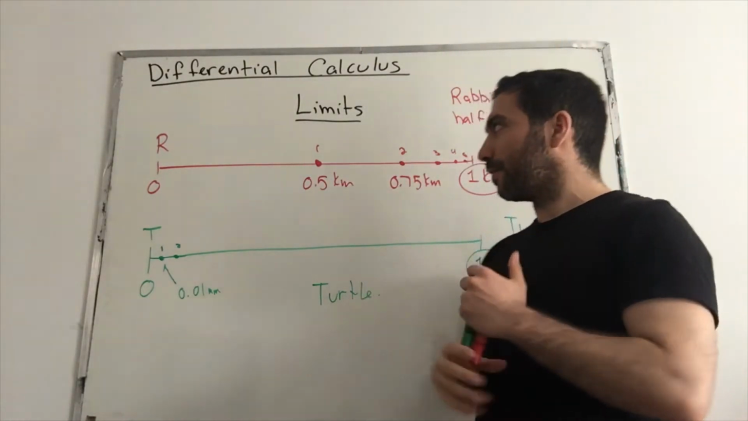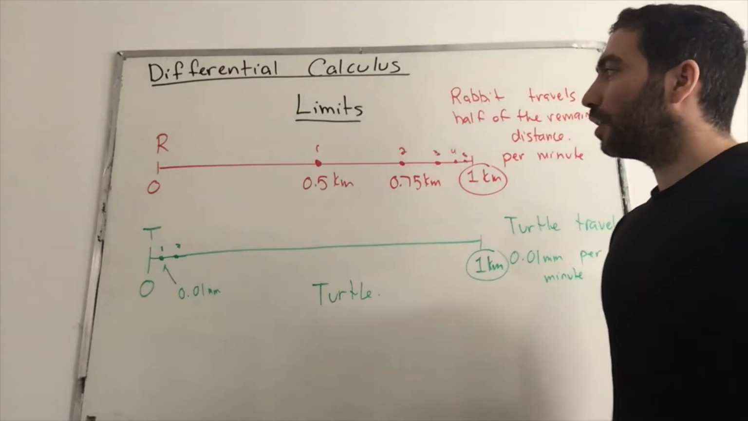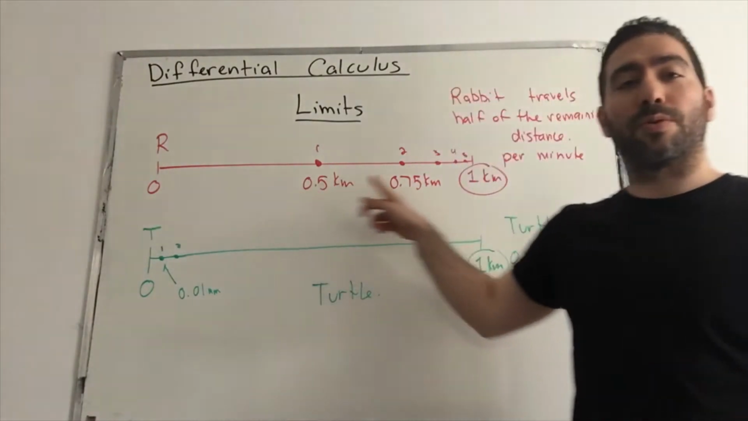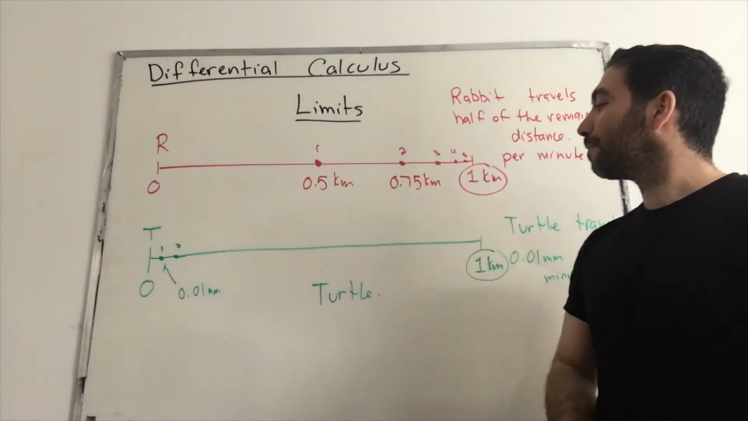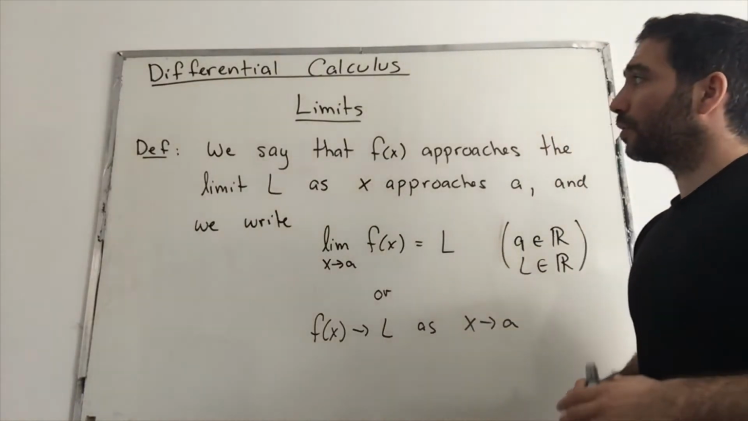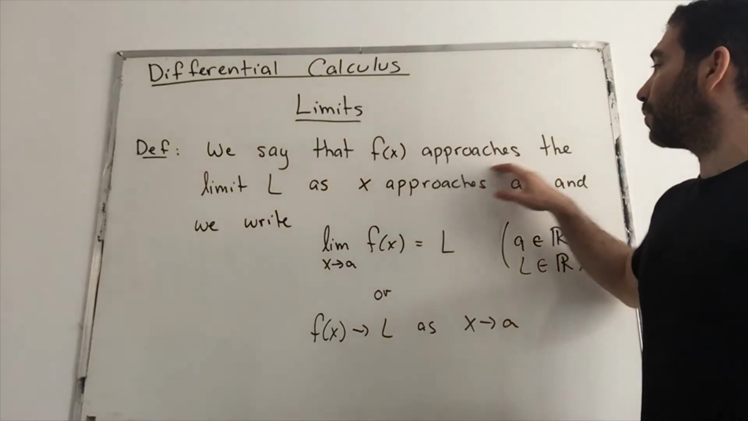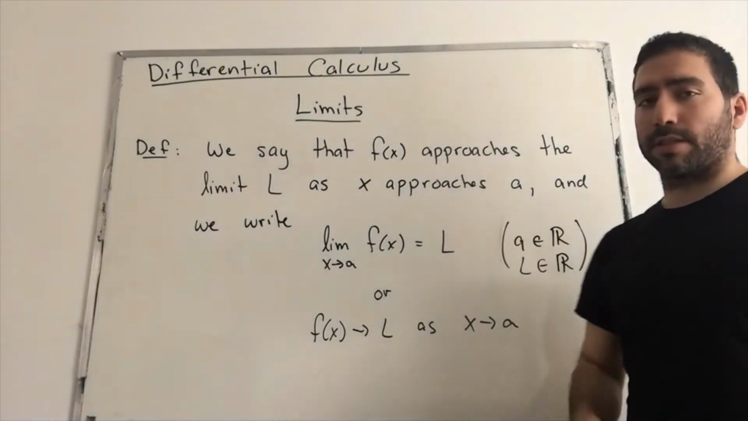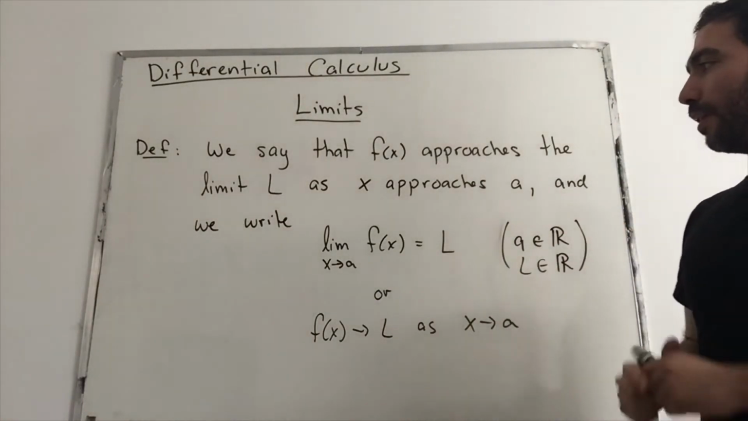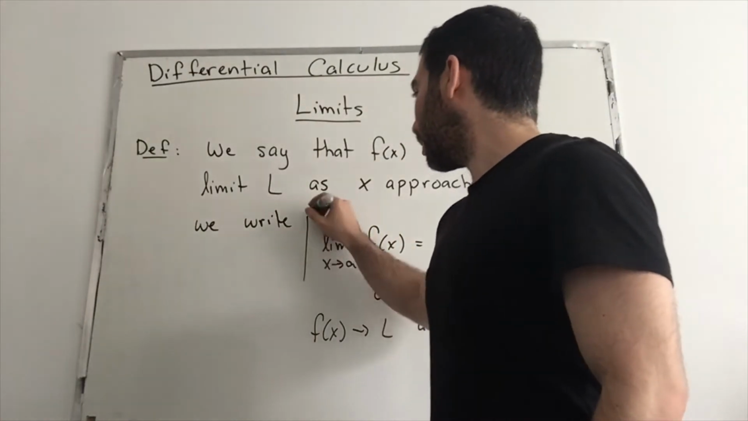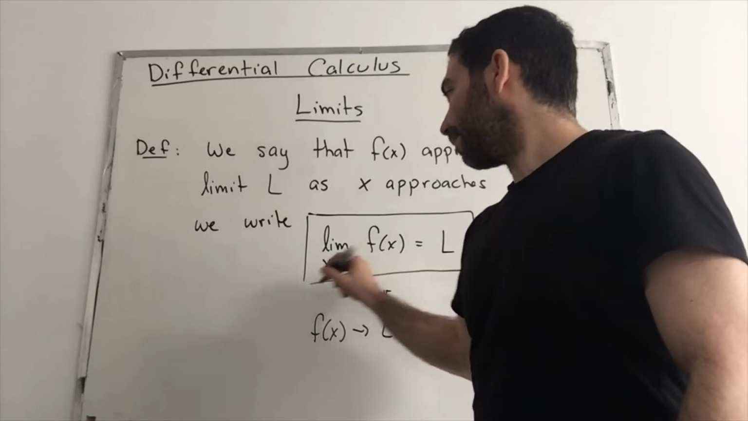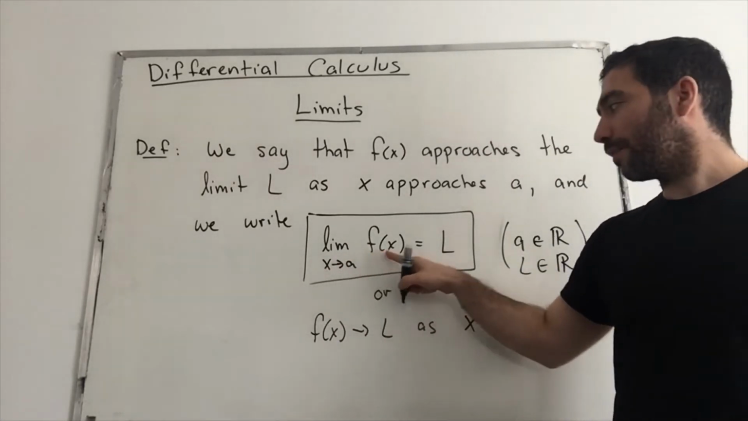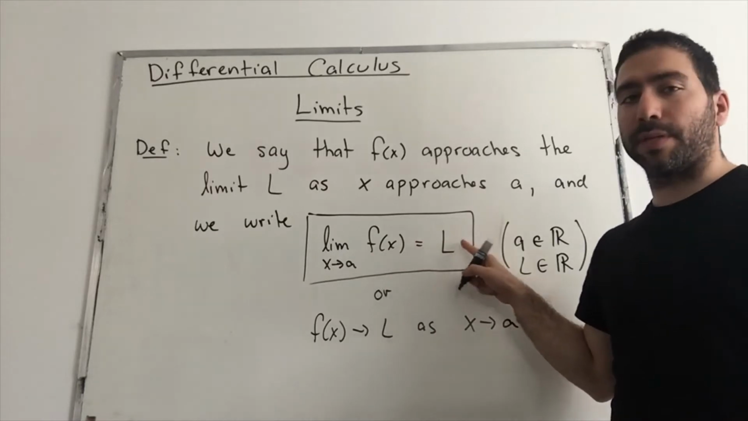So let's look at a formal definition and look at how to calculate values. So when we're talking about limits, we're talking about what's happening as we approach a value. Okay, so to define a limit, we say that f of x approaches the limit L as x approaches the constant a. And we write it this way. We write lim, limit, as x approaches a, x approaches some number, of f of x is equal to some limit L.